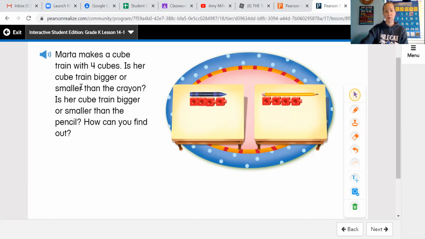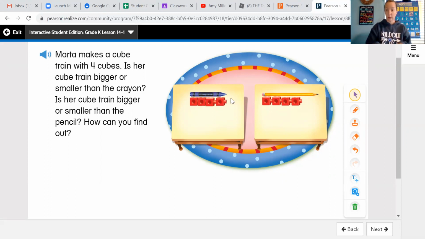The first question is, is her cube train bigger or smaller than the crayon? The way I put them, what do you think? I think they are equal, or the same length, as the crayon. What about over here with the pencil? Is the cube train bigger or smaller than the pencil? It is smaller. You are correct, because it does not go past the edge of the pencil right here. If it doesn't go past it, it's shorter. If it goes past the point or the edge, it would be longer. And in this one, it is equal or the same.